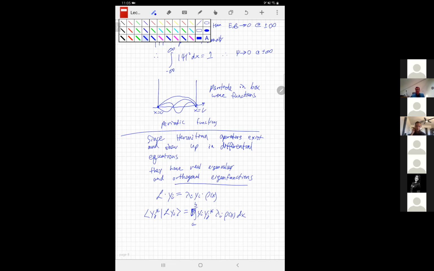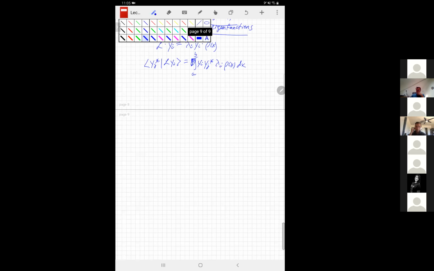Then you do the same thing with i equals j. Depending on whether you have it act on either y_i or y_i conjugate, you wind up getting either lambda or lambda conjugate, but lambda and lambda conjugate have to be the same. So we get real eigenvalues. Here's the key thing.